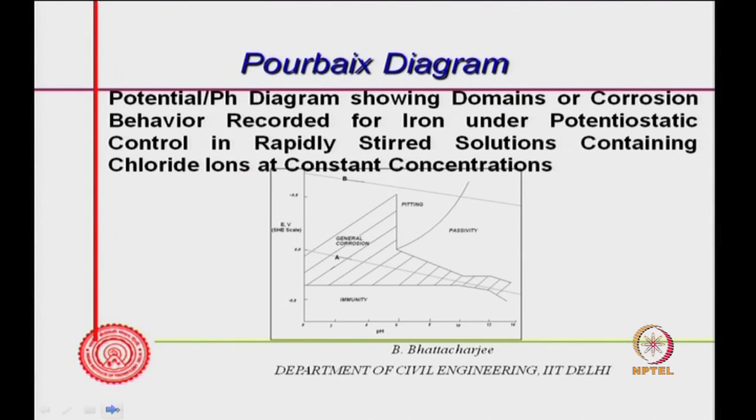A similar diagram is available for chloride also, a potential-pH diagram showing domains of corrosion behavior for a solution containing chloride ion at some constant concentration.